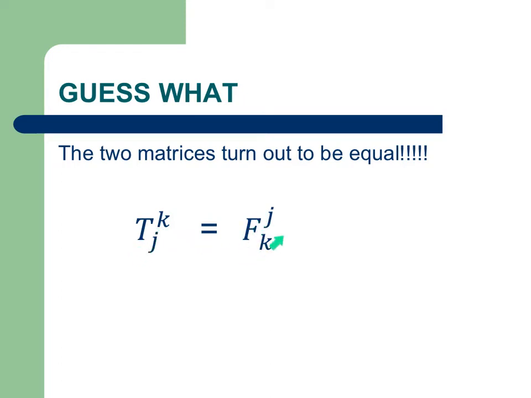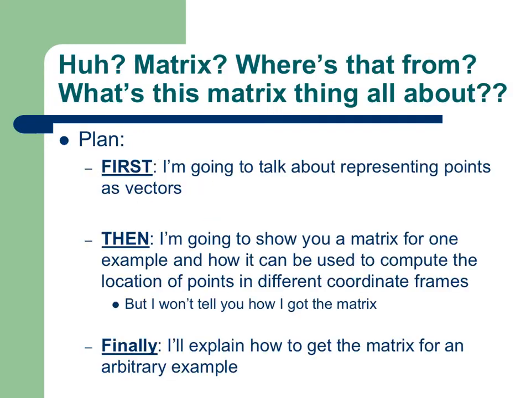So we can use the frame transformations to figure out how to do this magical point transformer thing. And then there's these matrices. So I expect at this point you are saying, what the heck are you talking about? Where did matrices come from?